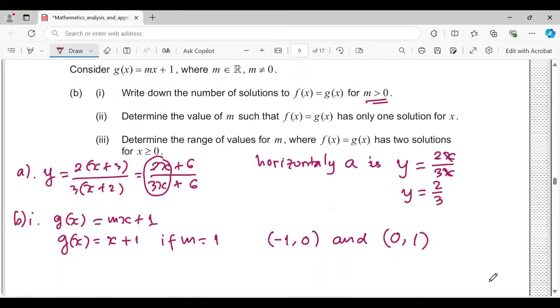Okay, and the conclusion is that because it has two intercept points, there are two solutions.